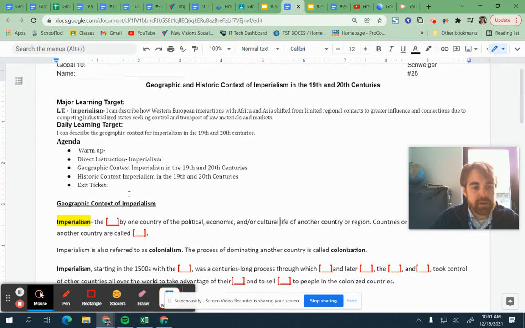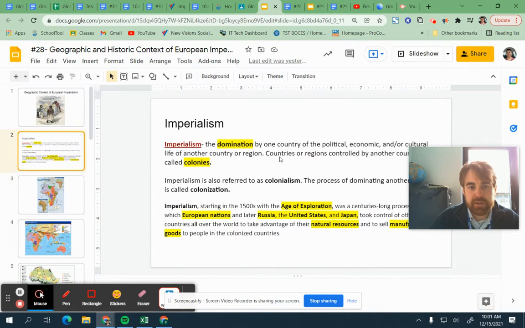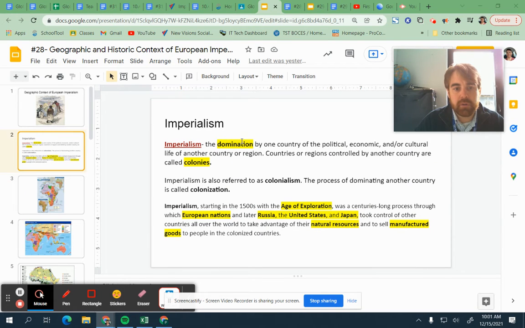So for this first part, the geographic context of imperialism, you're going to use the slideshow to go along with it. You have a few different fill in the blank notes that you're going to put in there. Imperialism is just the domination of one country over the political, economic, and cultural life of another country. In most cases, it's European countries taking over parts of Africa and Asia.